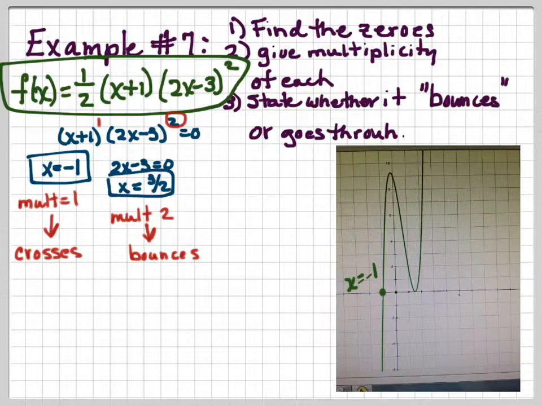All right, here's what this graph looks like. And you can see at x equals -1, we go through the graph. And then at x equals 3/2, it bounces. It comes down, hits that x equals 3/2, and bounces back, going back the same direction.